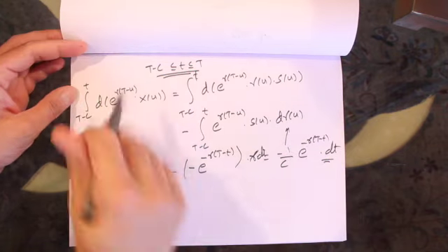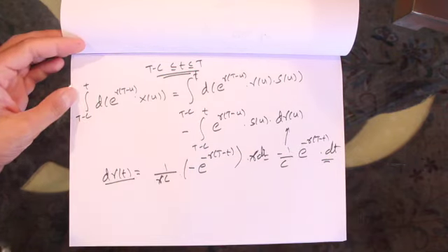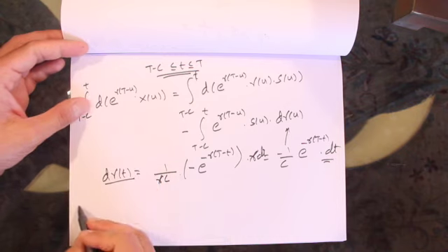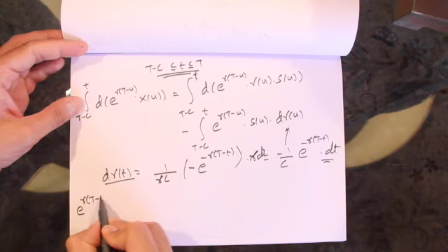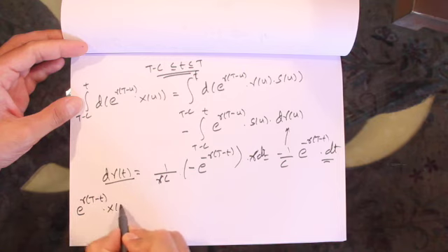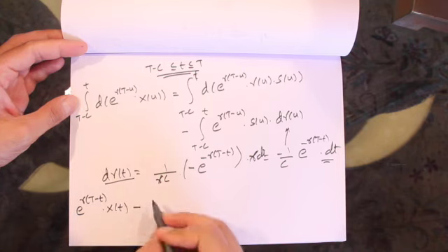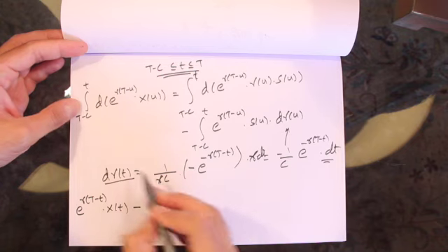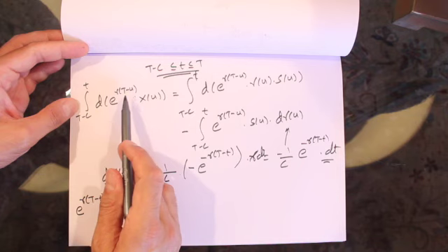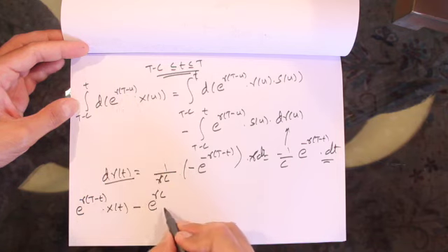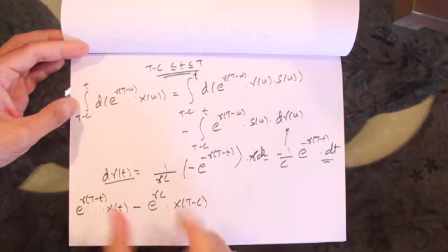Okay, so let's do all that. Let's basically solve this integral. So here we're going to get e to the power of r(T minus t) x(t) minus e to the power of rc. When I substitute u = t minus c, the t gets cancelled, I'll get a c here, and x(t minus c). Okay, that's my left-hand side.